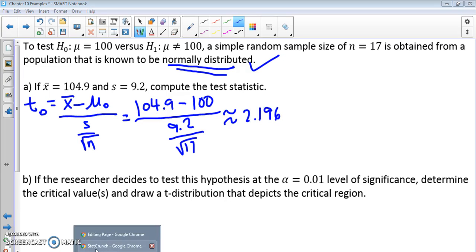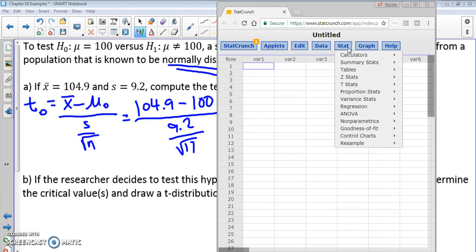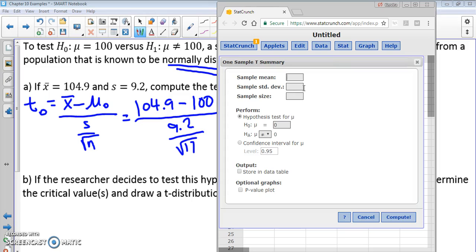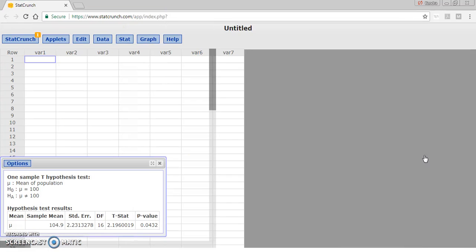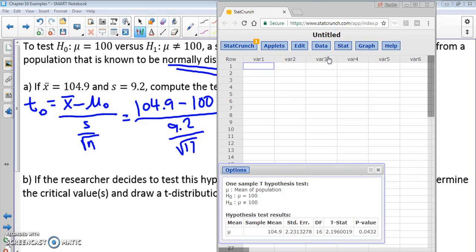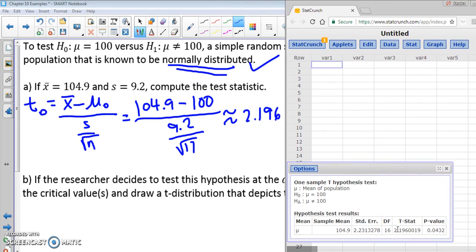So let's do this in StatCrunch. So we're going to Stat, T Stats, One Sample, With Summary. Our sample mean is 104.9, our sample standard deviation is 9.2, and our sample size is 17. Our null hypothesis is mu equals 100, and our alternative is mu does not equal 100. We're going to hit compute here. And our test statistic is our 2.196.